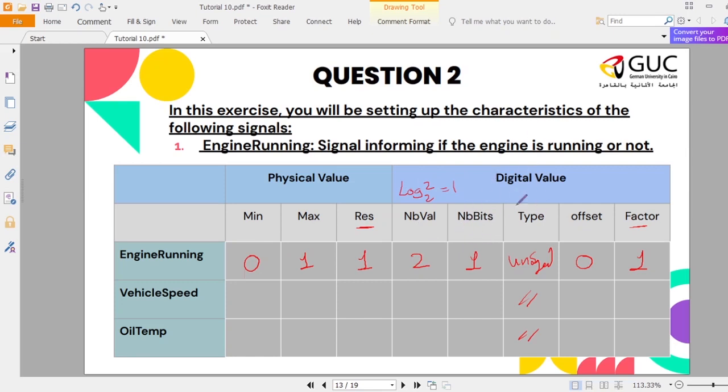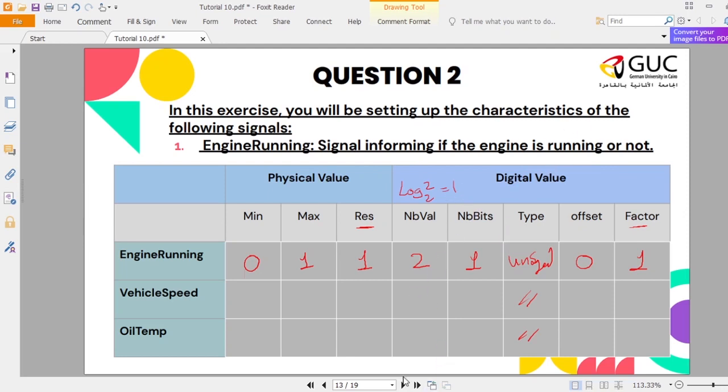And as mentioned before in the question, the type is unsigned for all the signals. Moving on to the offset, it did not mention that we will skip something and start from that place, so its offset is 0. And the factor, again, it's disguised as resolution. It's resolution in the physical value, and it's a factor in the digital value. This change of names is because we change our medium.